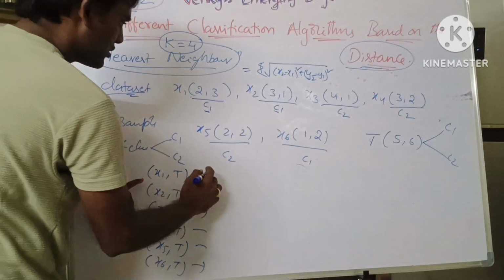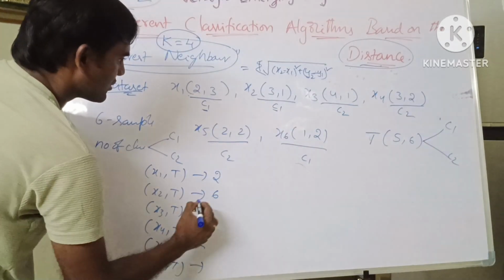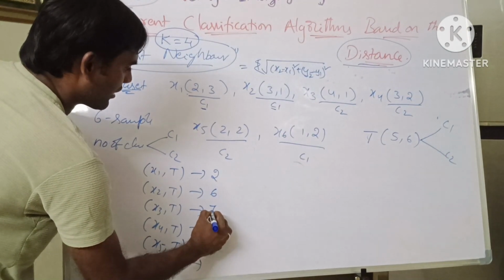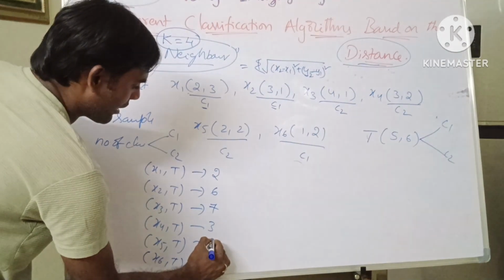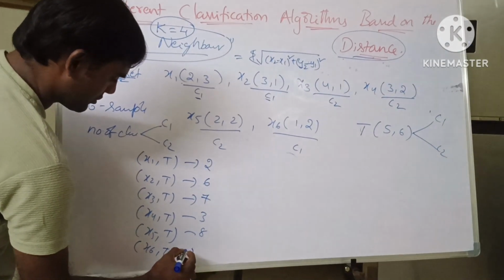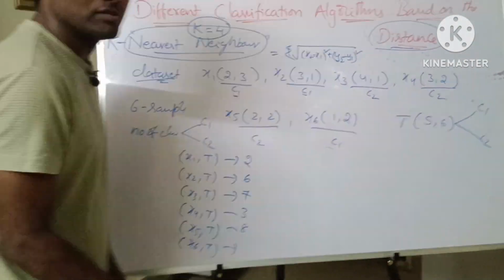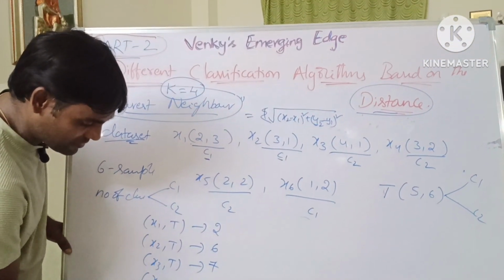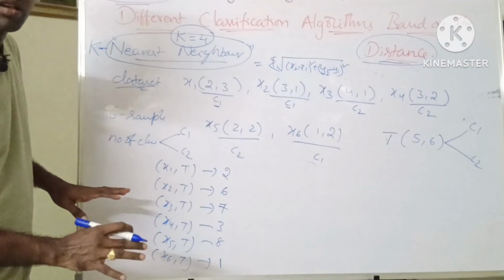The distances we got are maybe 2, 6, 7, 3, 8, so for example x6 comma t is 1. It's a distance. I think all of you know this.